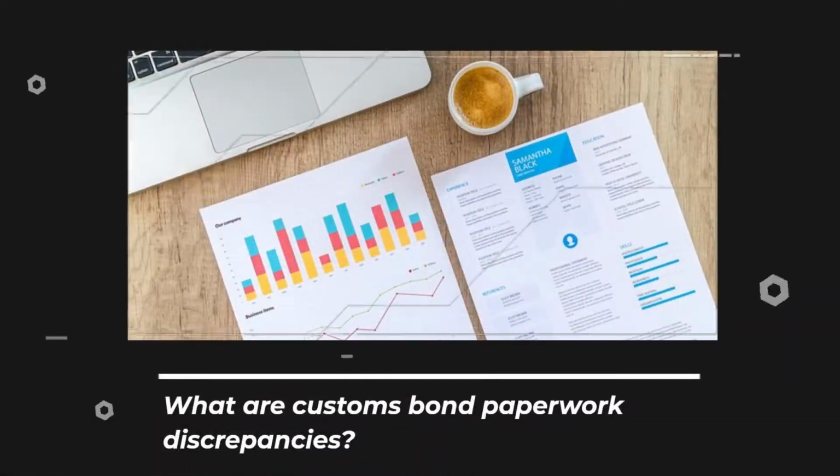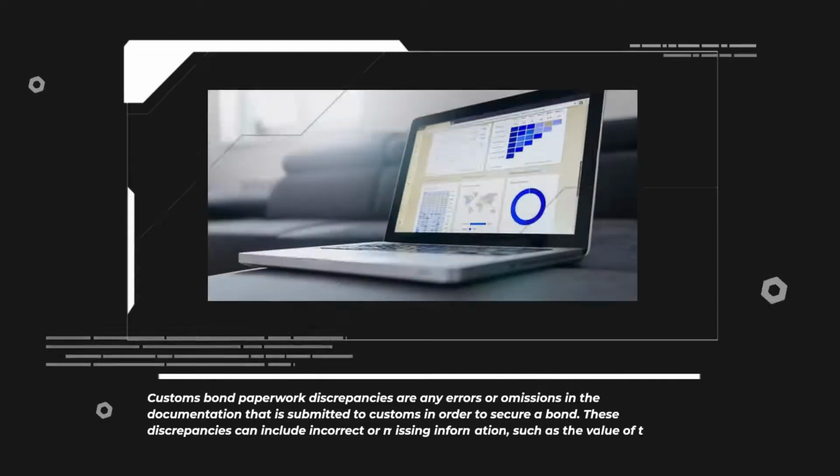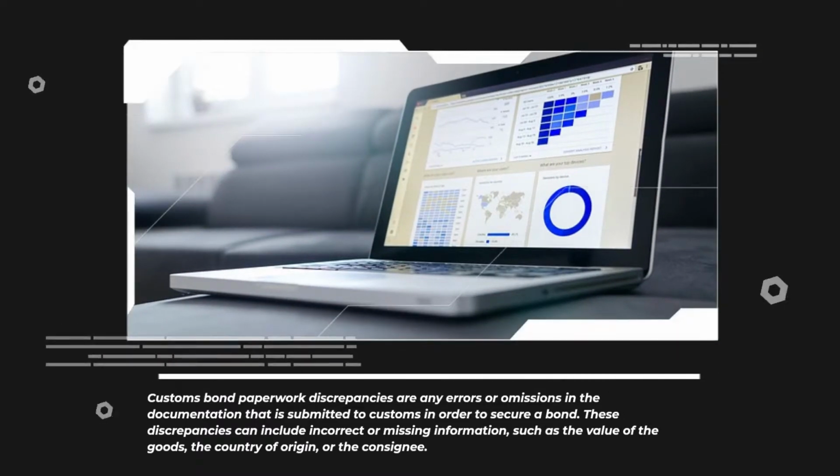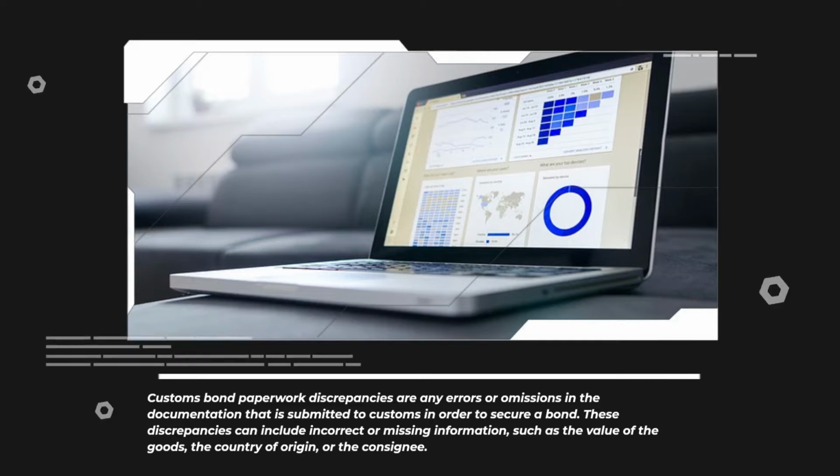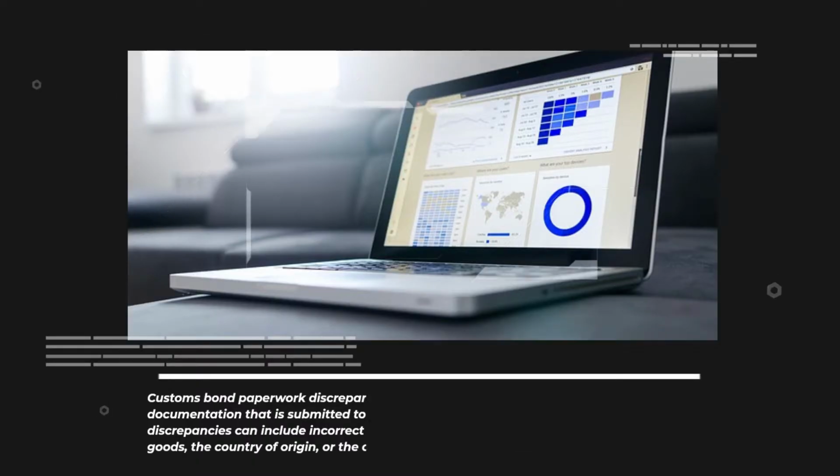What are customs bond paperwork discrepancies? Customs bond paperwork discrepancies are any errors or omissions in the documentation that is submitted to customs in order to secure a bond. These discrepancies can include incorrect or missing information, such as the value of the goods, the country of origin, or the consignee.